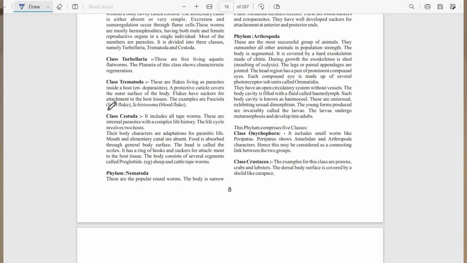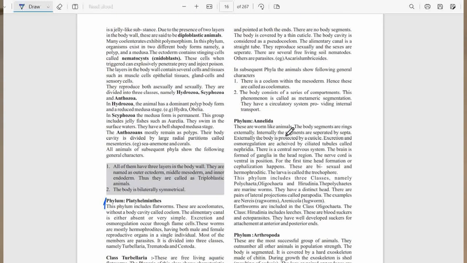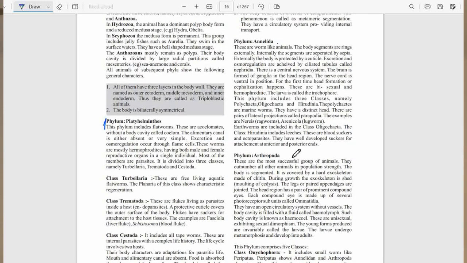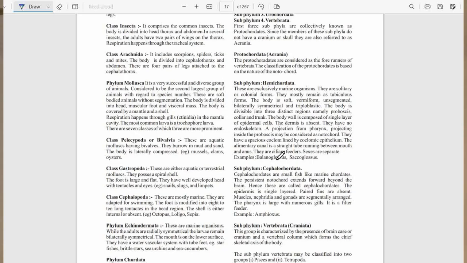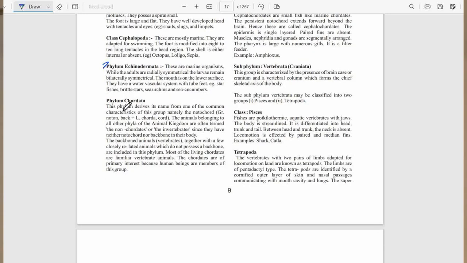Then the phylum nematodes, which are the popular roundworms. And then we proceed to talk about the phylum Annelida, and arthropods, and finally, I think we talk about the phylum mollusca. Although we still have the phylum echinoderms. So all of these are the invertebrates. Then you talk about the phylum Chordata, which are the ones with the backbones.